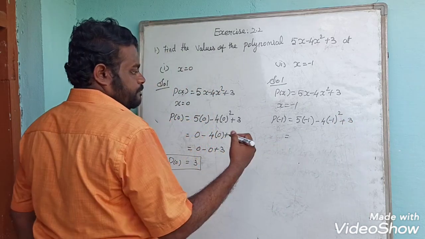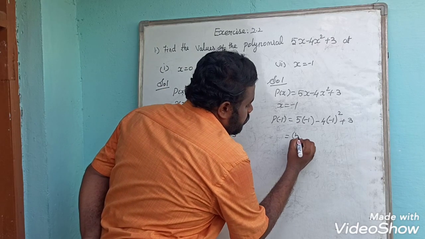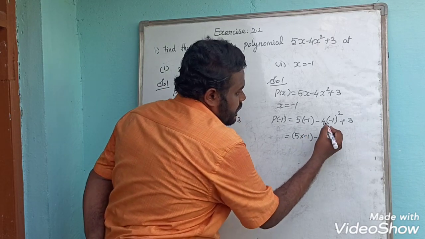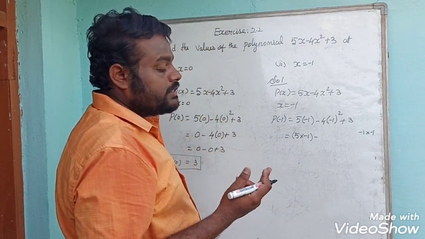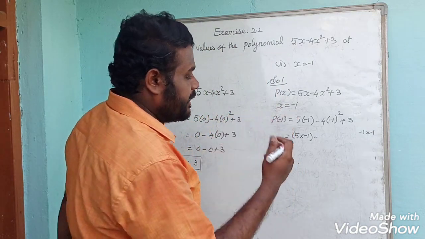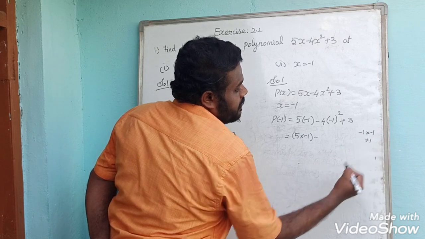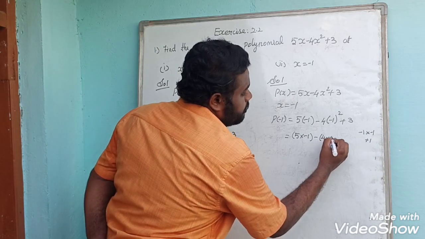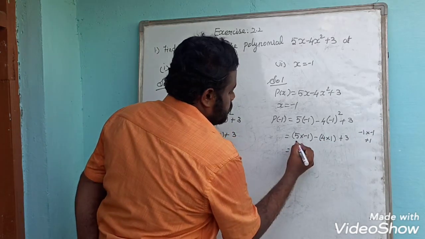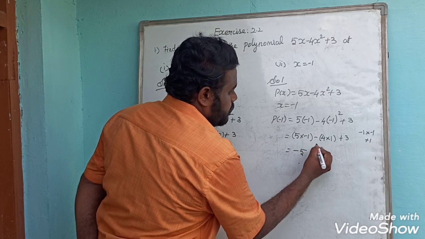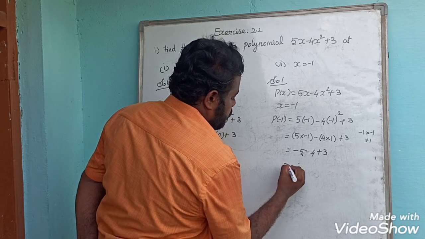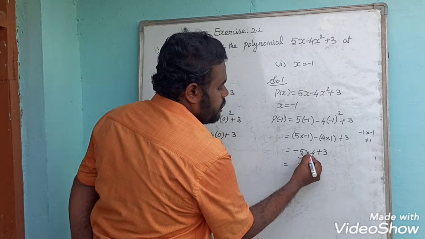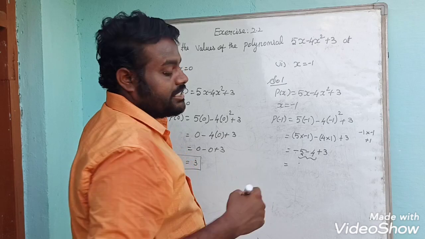Here it can be written in the form 5 into minus 1 minus 4 into minus 1 into minus 1. So minus 1 square can be written as minus 1 into minus 1, minus into minus is plus 1. So 4 into plus 1 plus 3. So plus into minus is minus 5. 4 ones are 4, minus 4 plus 3. Here minus 5 minus 4.